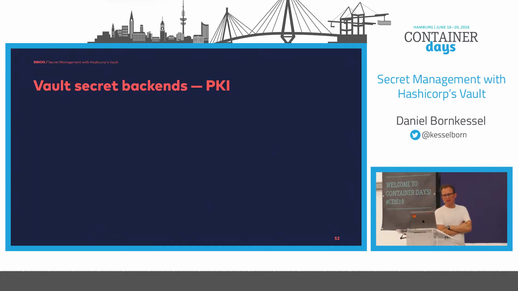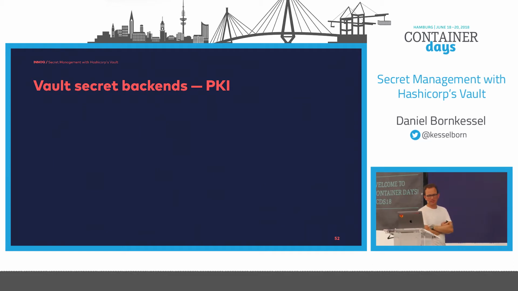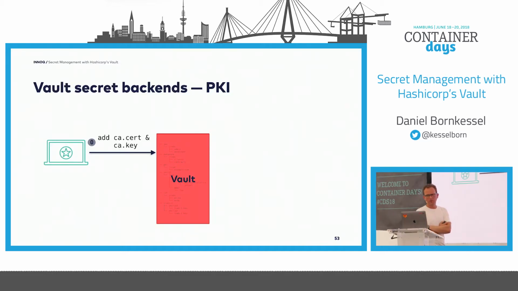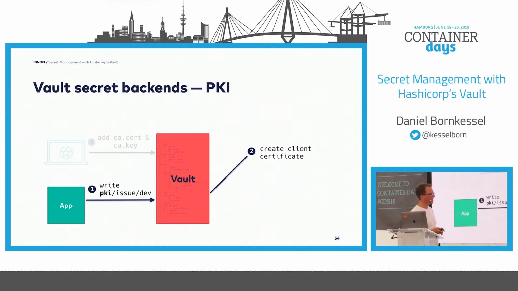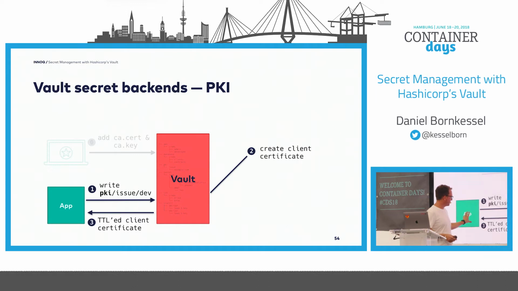Secret backend PKI, like public key infrastructure. That is for creating client credentials on the fly. The configuration phase here again is very similar. You configure Vault with a CA certificate and a CA key. Then if you want to issue a certificate, you write to pki/issue/def. Vault will create a client certificate for you and will return the certificate, which can be used by the app.